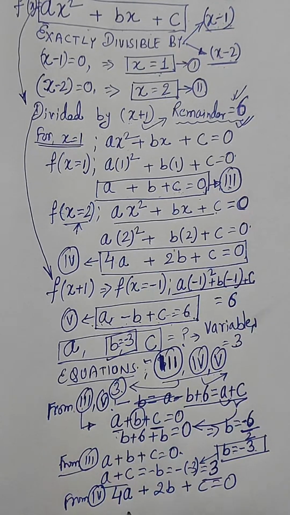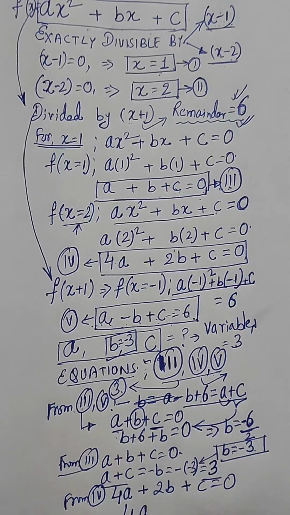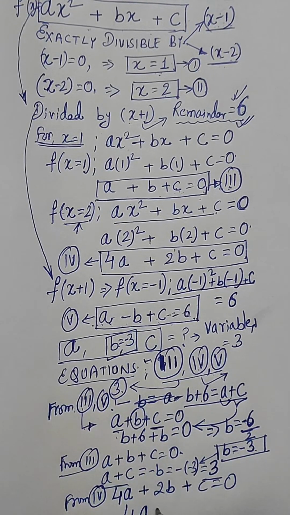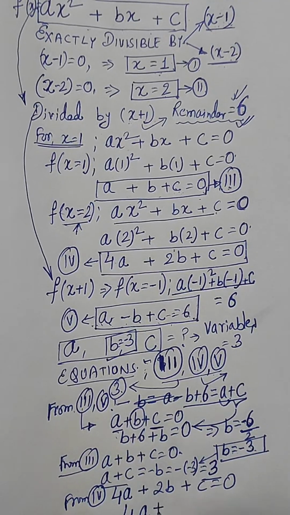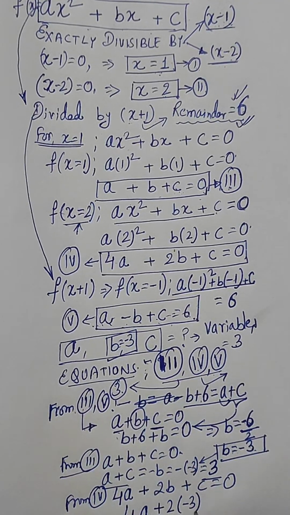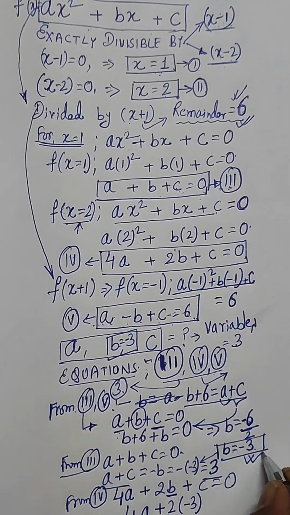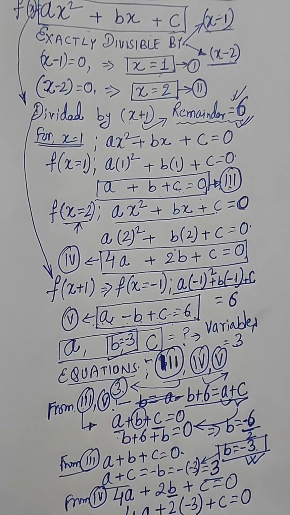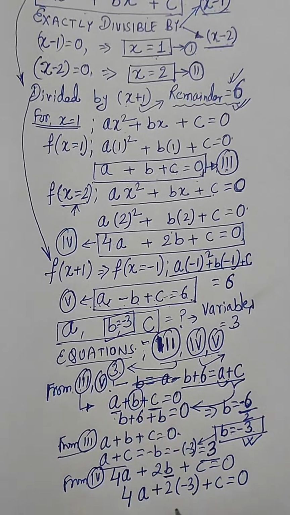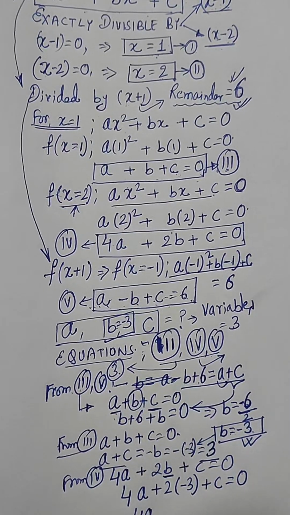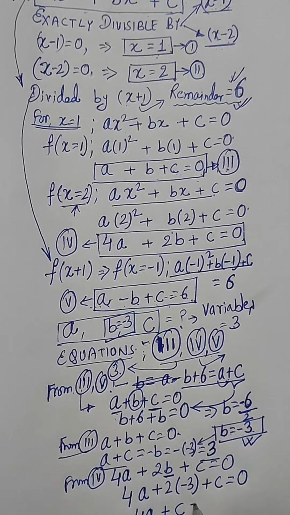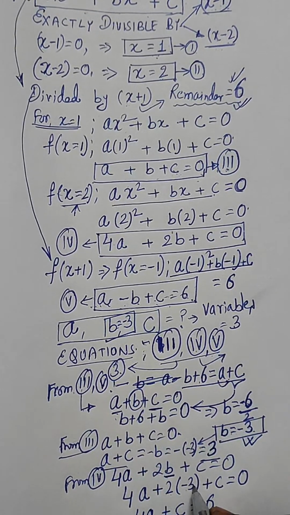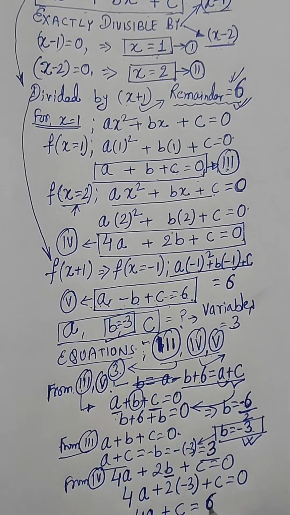And this will give you 4A. When putting the value of B as minus 3, this will give you 4A plus 2 into minus 3, the value of B from here we substituted, plus C is equal to 0. And this will give you 4A plus C is equal to 6. 2 into minus 3 becomes minus 6, going into the RHS.